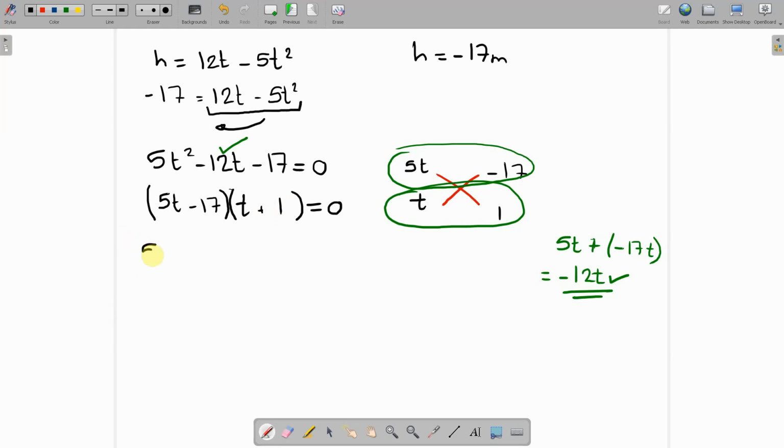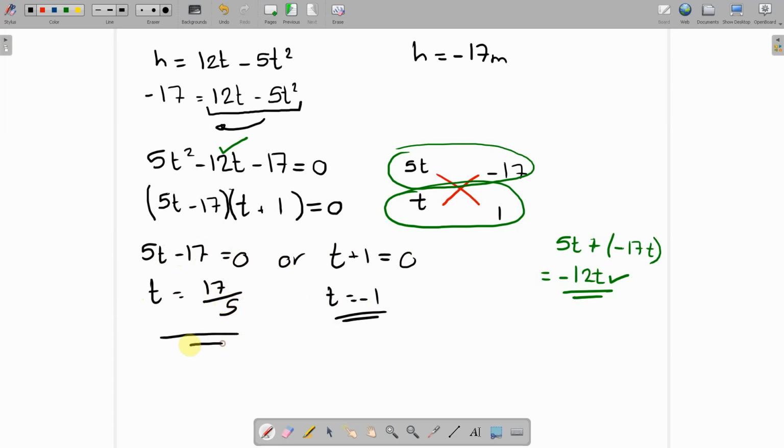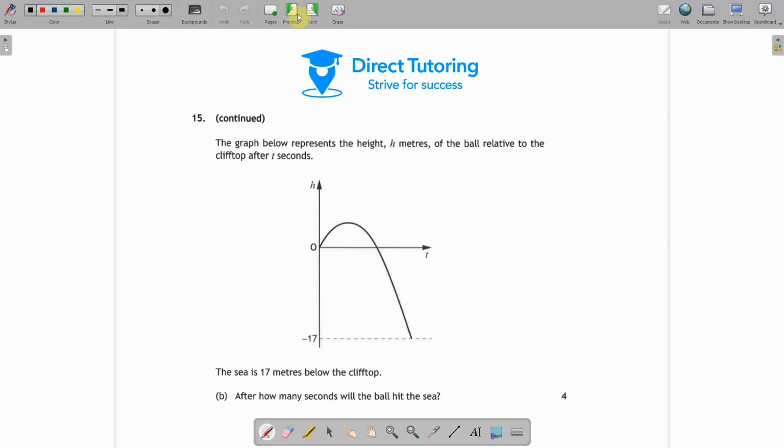Now if we rearrange these, we'll get 5t minus 17 equals 0, or t plus 1 equals 0. So here t will equal minus 1, or t will equal 17 over 5. Now, we don't know which one is correct. However, if we look at the graph, we can see that any negative value for t isn't going to work. So it can't be negative. This has to be the 17 over 5, because this is the only positive value.